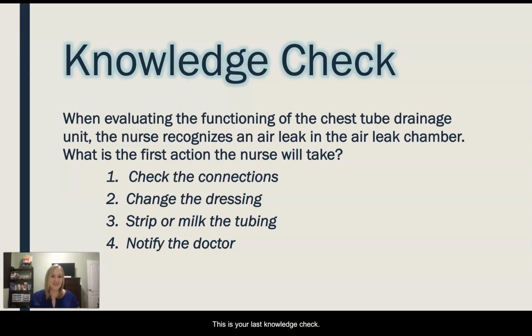This is your last knowledge check. So let's check your knowledge. When evaluating the function of the chest tube drainage unit, the nurse recognizes an air leak in the air leak chamber. What is the first action the nurse will take? 1. Check the connections. 2. Change the dressing. 3. Strip or milk the tubing. Or 4. Notify the doctor. I'll give you a few seconds to answer the question.